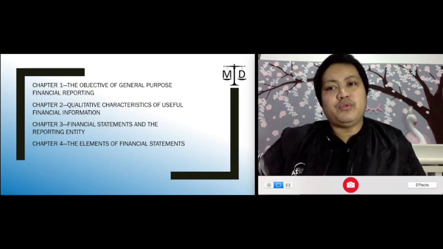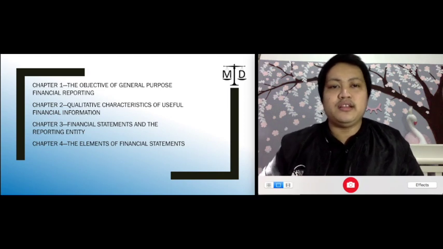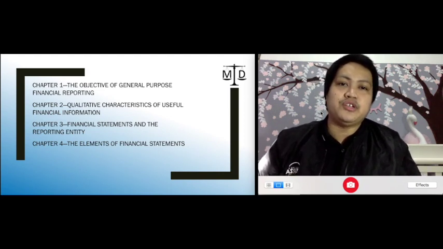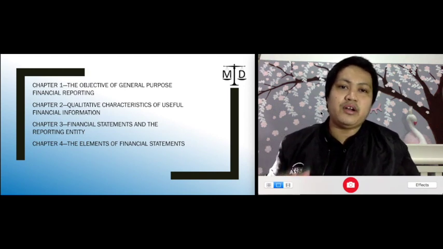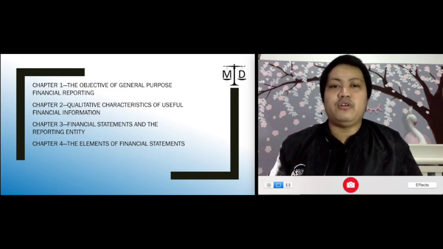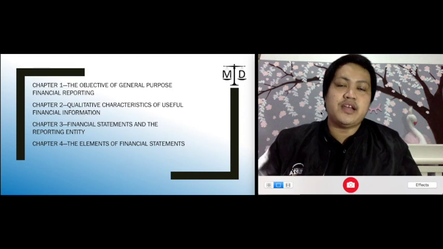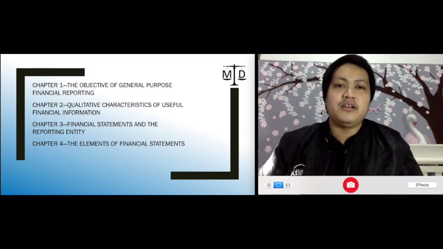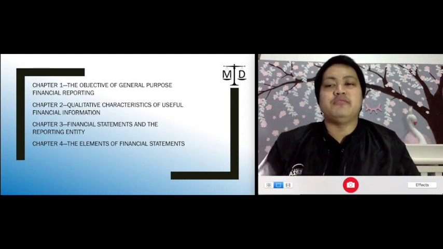But chapter 1 is equally important because, especially if you're just starting in accounting, especially if you're just learning accounting, chapter 1 helps you develop the correct frame of mind for you to be able to understand how to use the financial statements. And if you know how to use financial statements, then it will also help you become good preparers of the financial statements.